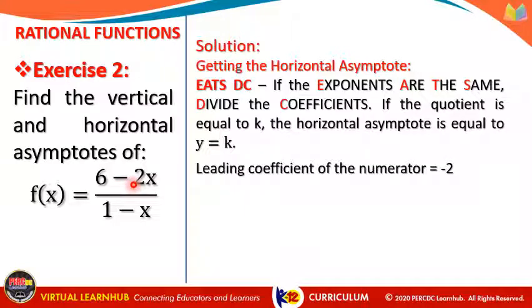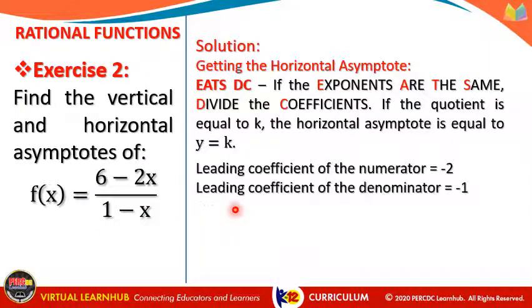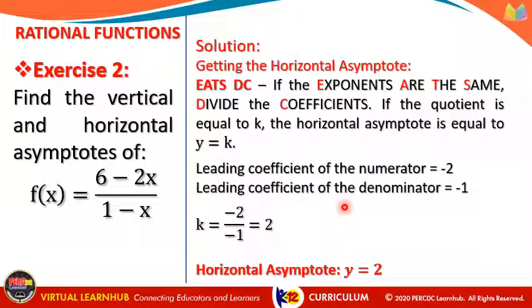Use the same for the denominator. Negative x is our leading term. Therefore, the leading coefficient of the denominator is negative 1. And to solve for k, pag-divide din lang natin. Again, of course, numerator yung nasa taas. So, negative 2 divided by negative 1, you'll get positive 2. Therefore, the horizontal asymptote is located at y equals 2. So, ganun lang. So, just apply the process. So, that is for exercise number 2.